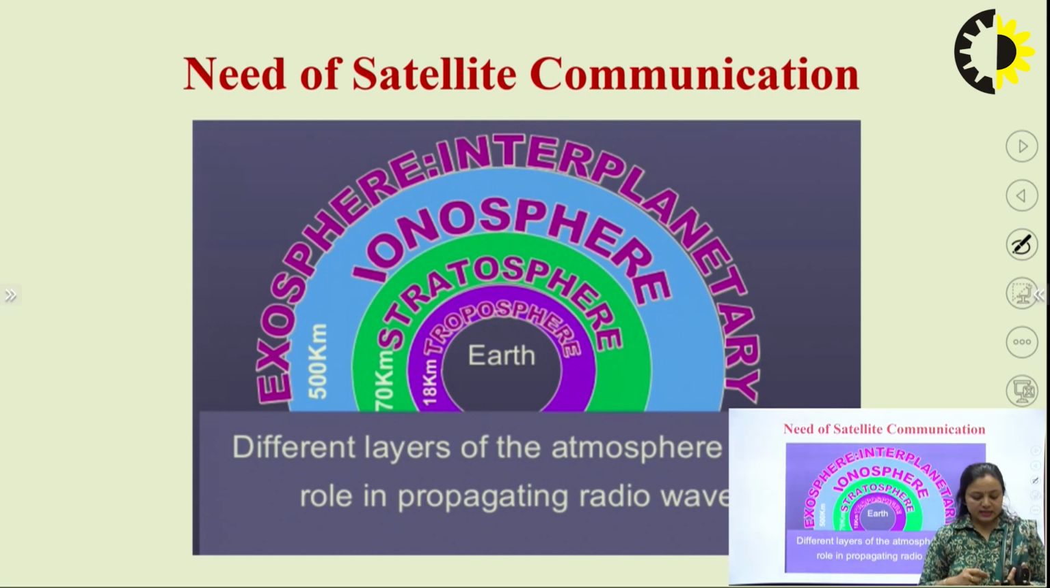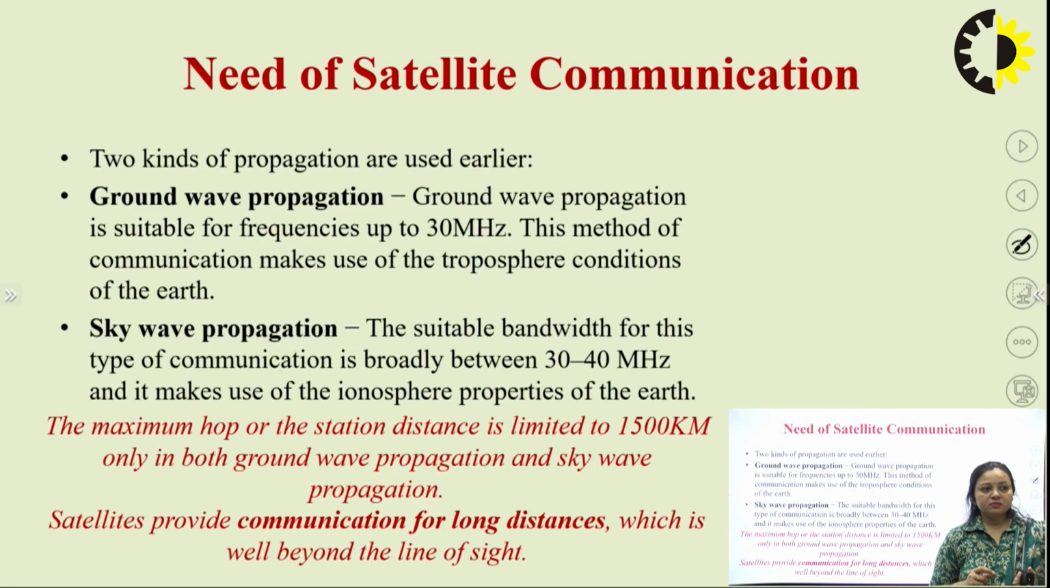So, these layers play a very important role. We can have two kinds of propagation, ground wave propagation and sky wave propagation. Ground wave is suitable for frequencies up to 30 megahertz, but if we want to go beyond it, then we use sky wave propagation, or for long distances we use the space wave, or we can say satellite communication. Or we can say when we have something to communicate beyond the line of sight, then we use satellite communication.